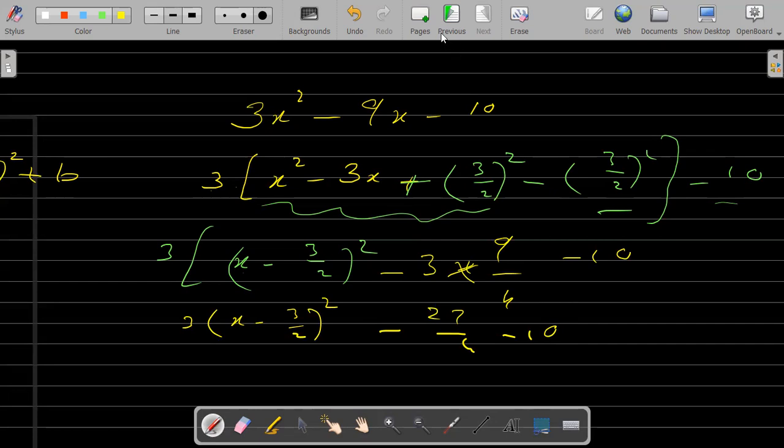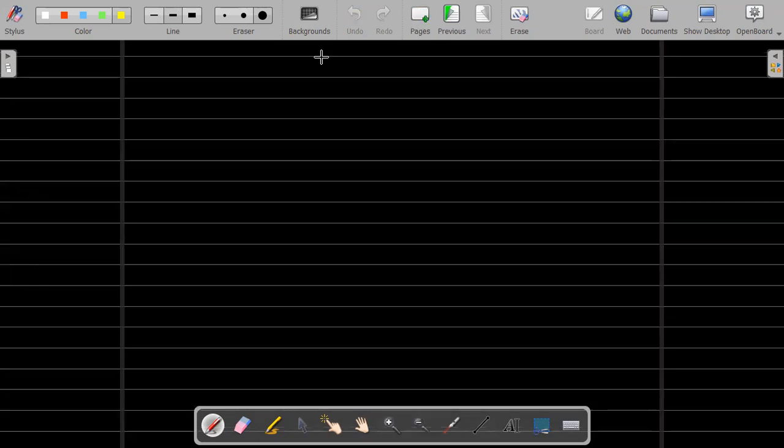Clear? There's another possibility. He can ask to give it in this form, (ax minus b) whole squared. Here you have to multiply this a inside. Sometimes he asks in this form.